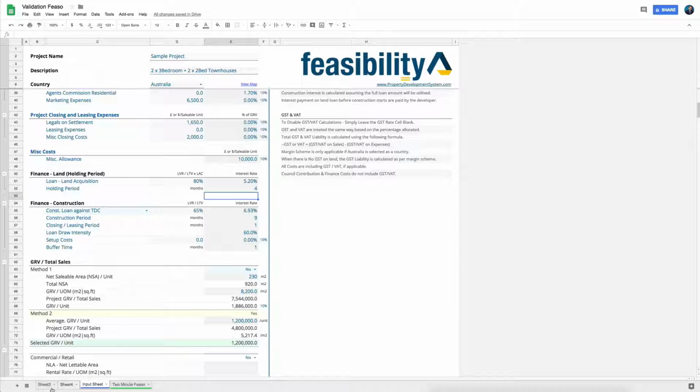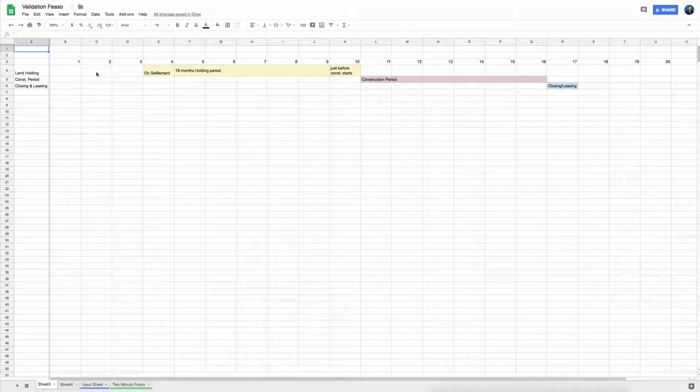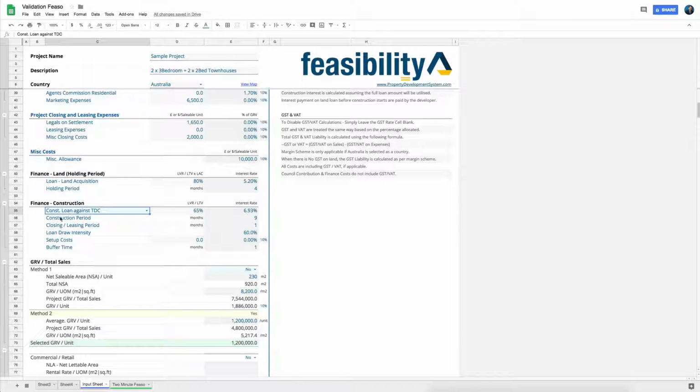So something like this, as I'd explained earlier. This is the time on settlement, and from there, in my previous example, we had 18 months before the construction started. So I'm allowing 4 months in this scenario to start that. And my construction loan against TDC is about 65%, and my interest rate, I'll leave that at 7%. It's going to take me 10 months to build, 1 month to close all my sales. And then my loan draw intensity, I'm going to make that maybe 65%. And my buffer time, I've allowed another extra month.